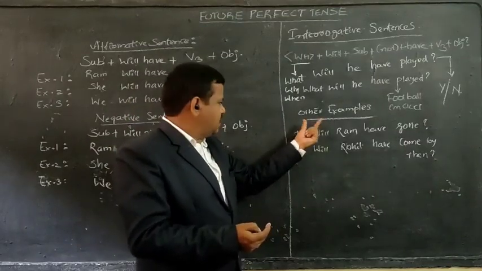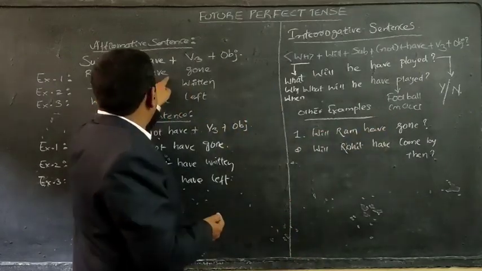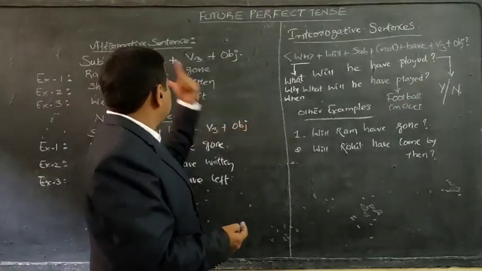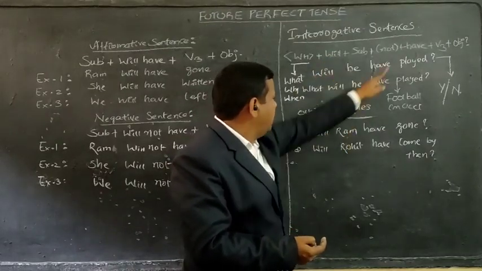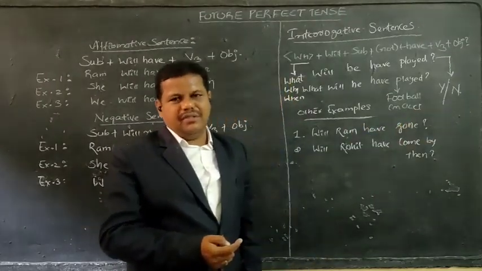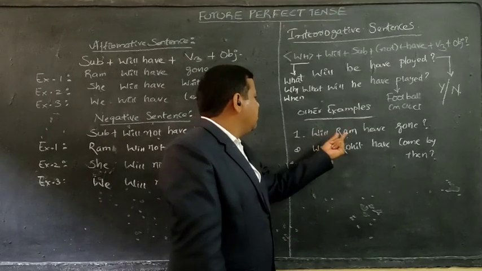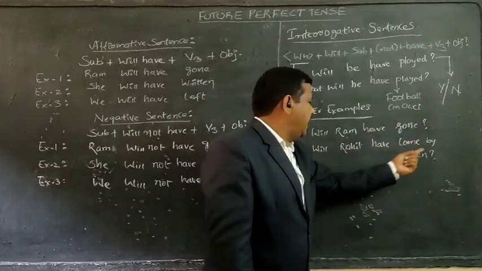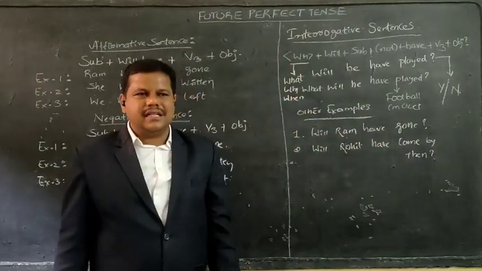Now some other examples, two examples we are writing. Will Ram have gone? See this sentence. Ram will have gone. This is the positive sentence. Ram will not have gone. Now I am writing for the positive sentence. So what is this? Will followed by the subject Ram, with the verb have plus gone, which is the V3 verb. So according to the structure of the interrogative sentence, it becomes: Will Ram have gone? Question mark. Second one: Will Rohit have come by then? So you can understand these two examples of the interrogative sentence.